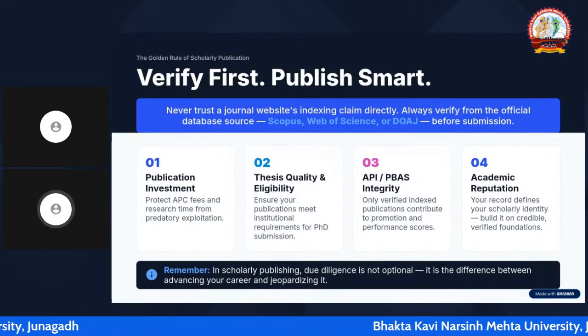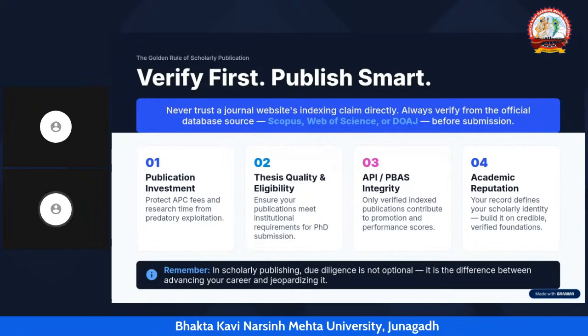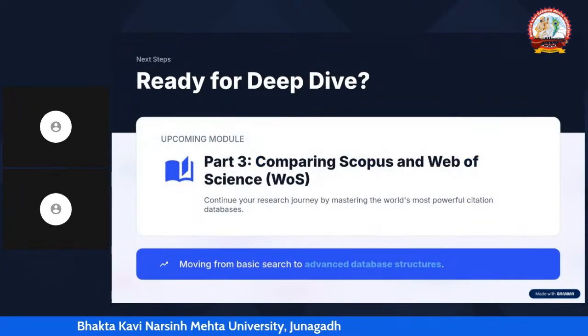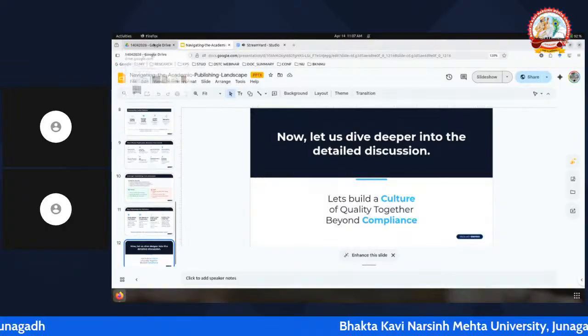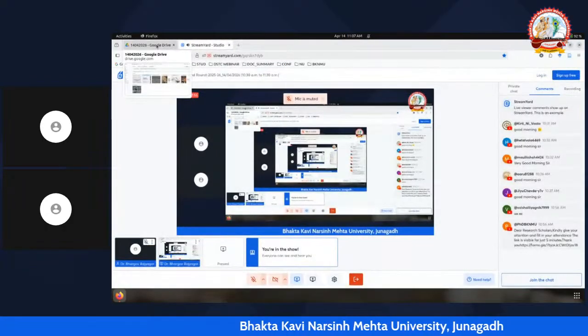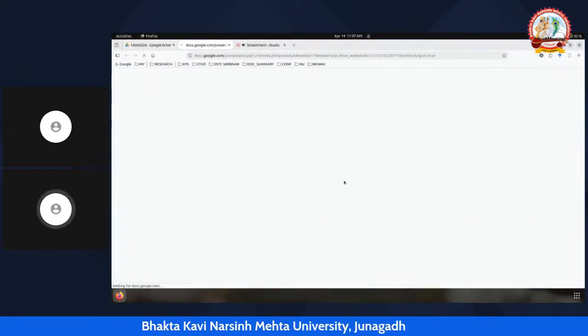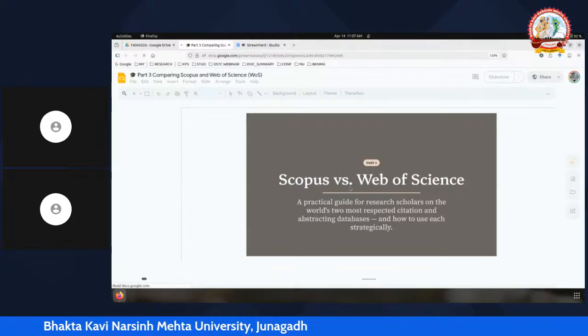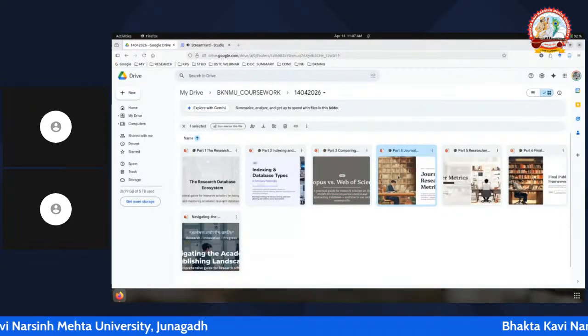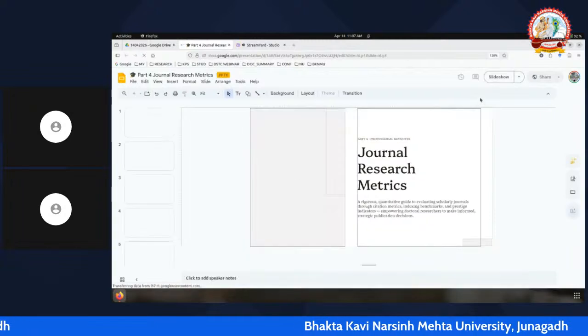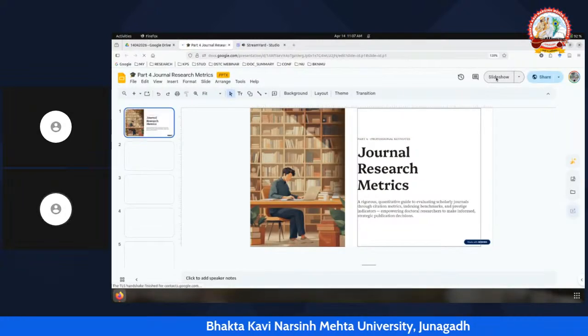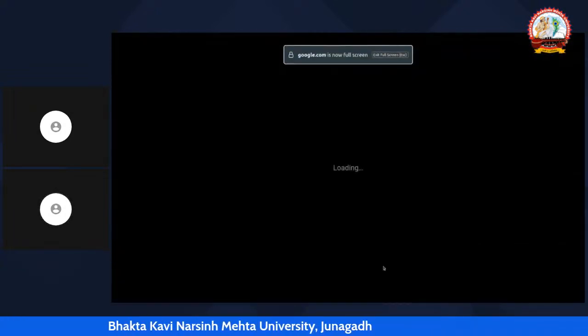We have a small suggestion: verify first and publish smartly, right? So this is all about the indexing. Now we move to the journal metrics, research metrics.